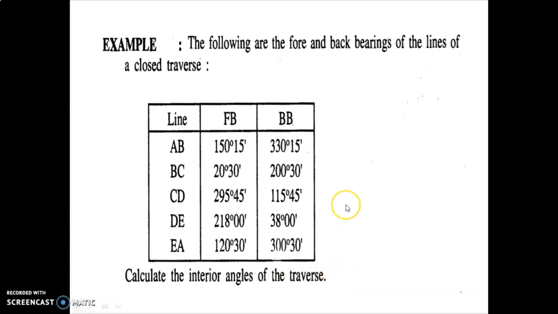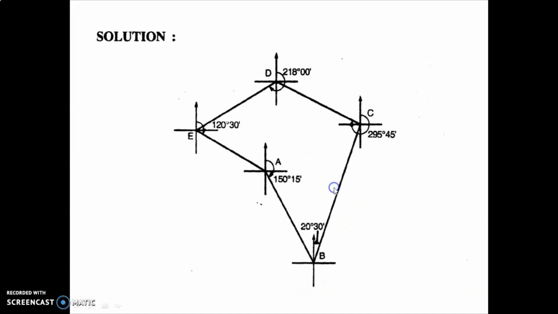So this is your example. Now you have to solve this example. You have to calculate the included angle. As I told you, first of all you have to draw the traverse. This is the basic step, the heart of this particular example. So how will you draw this traverse? You have to draw it on a rough scale. No need to draw this traverse to scale.